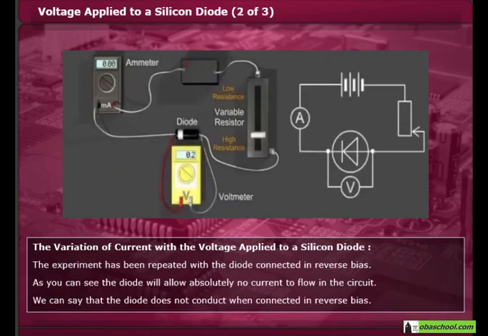The experiment has been repeated with a diode connected in reverse bias. As you can see, the diode will allow absolutely no current to flow in the circuit. We can say that the diode does not conduct when connected in reverse bias.